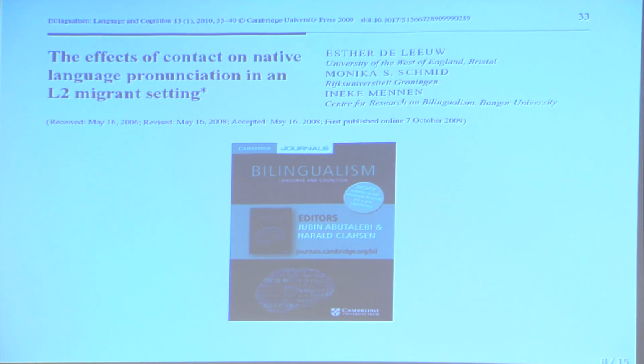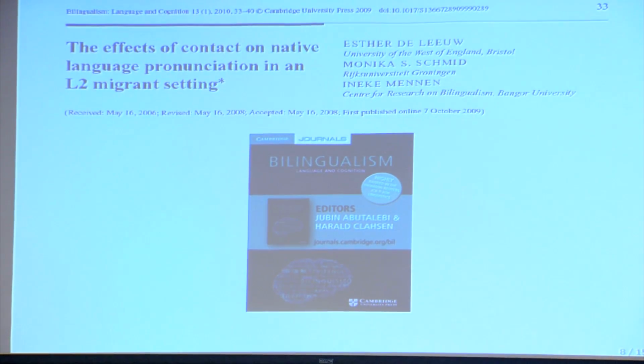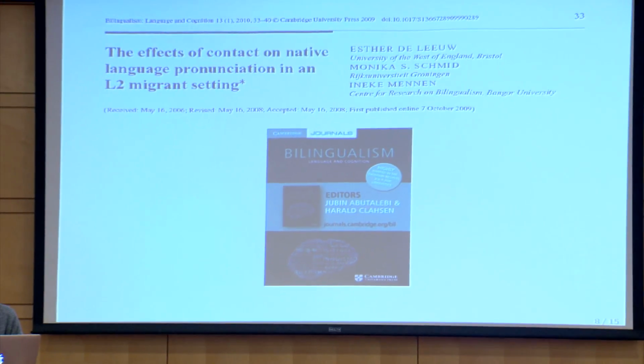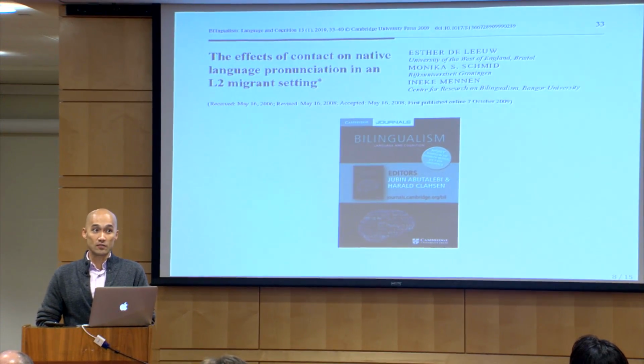What they did was they recorded people producing German, and then they played those samples of speech to native German speakers still living in Germany, and they asked them, how authentic or how native-like does this person sound as a native German speaker? And what they found was that not everyone, but the majority of these German speakers living abroad don't sound like native speakers anymore. They sound noticeably foreign accented.